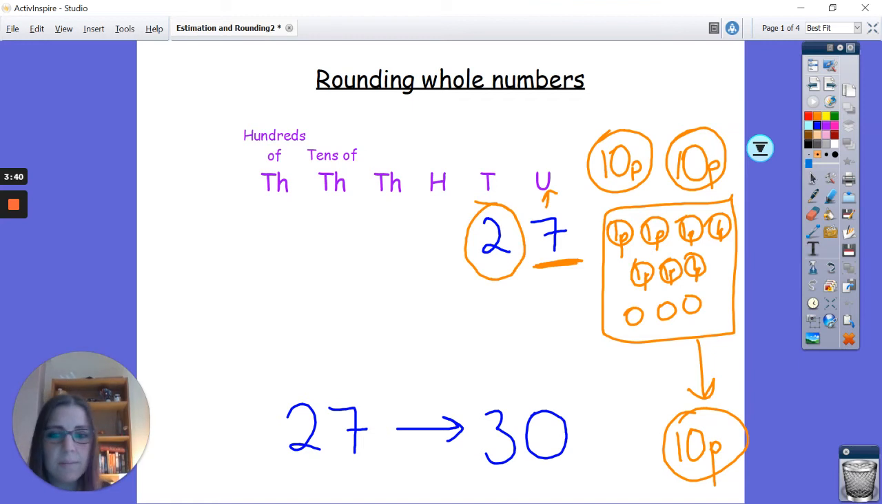Okay, they're obviously different numbers. 27 is not the same as 30. And be careful when you're writing that out that you don't write equals as well. They're not equal to each other, they're not exactly the same. But 27 becomes 30 when it's been rounded to the nearest 10. Okay, let's do a couple more.